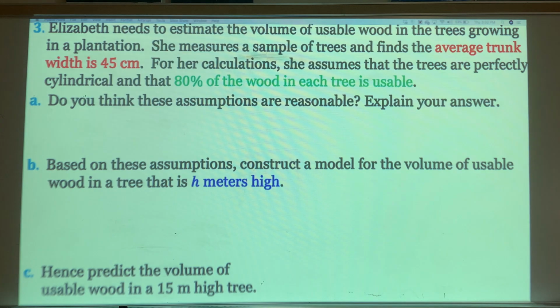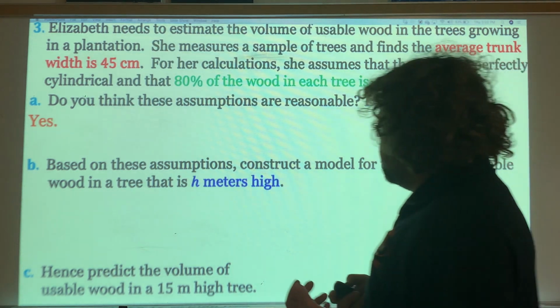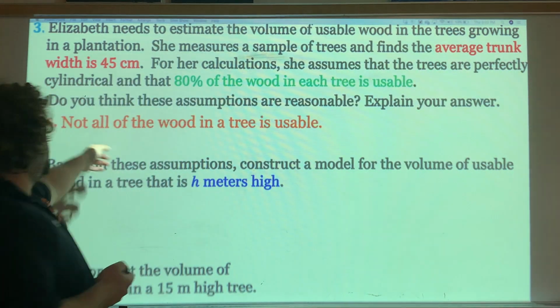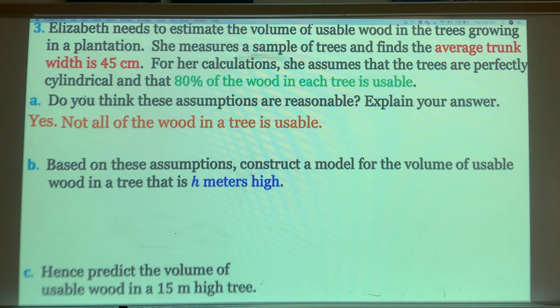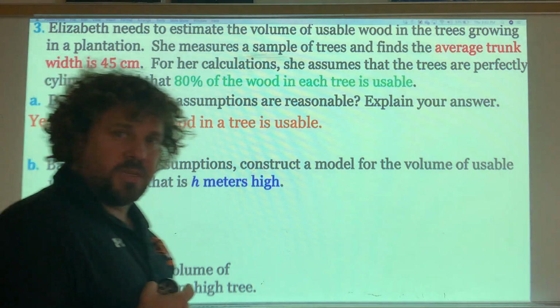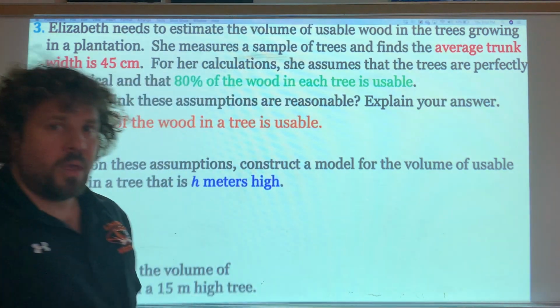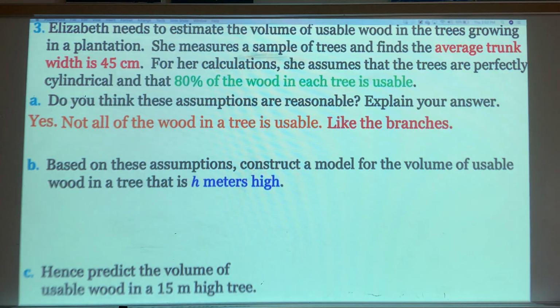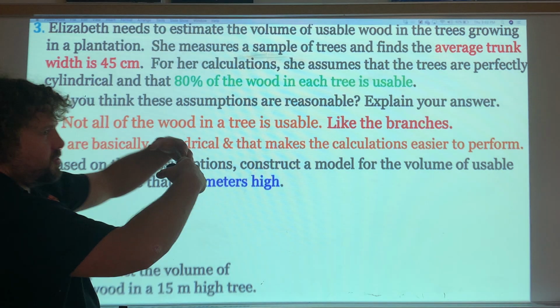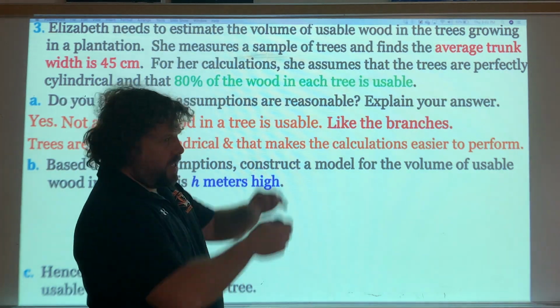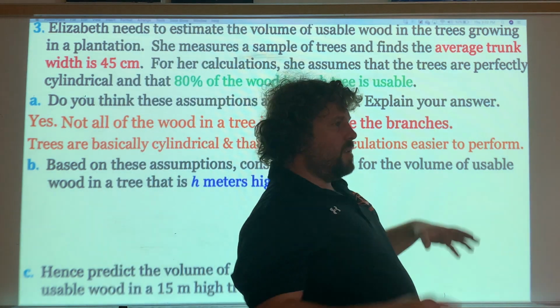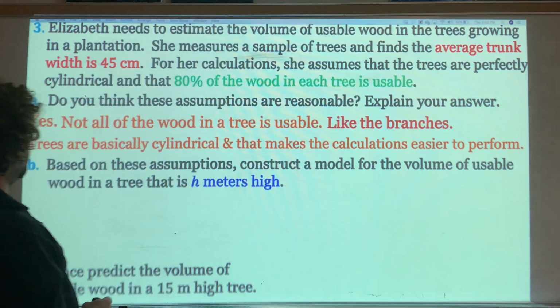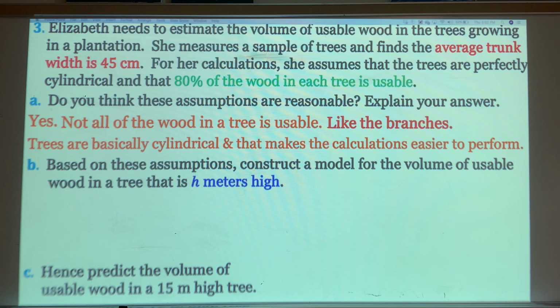So the first thing you have to do here is, yes, I think they're reasonable. Now explain why. Well, the reason is not all the wood in a tree is usable. What parts of a tree are not usable? Do you guys know? Well, what about the branches? Are you going to make tables out of branches? No, you might be able to grind them up and turn them into pulp and make paper out of them. Trees are basically cylindrical, because you basically have your cylindrical tree. All right, and then you chop everything off the trees, and then you just keep really the big base of the tree, and that's what you use. All right, so it's a good idea.